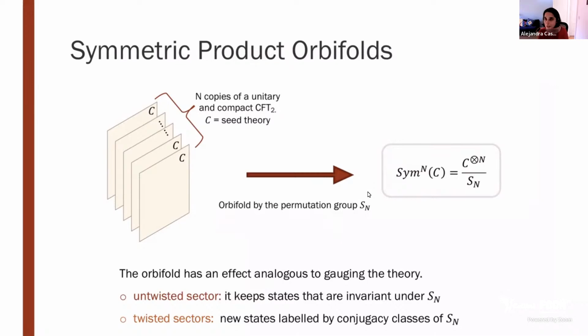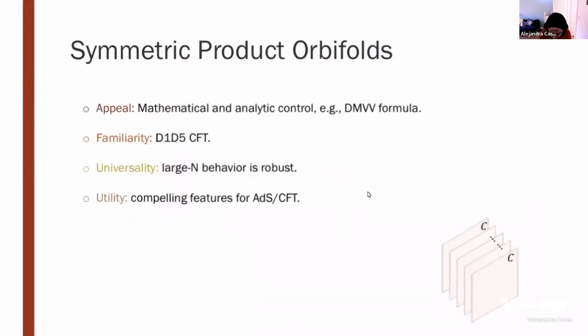Now, why are we studying these theories? So why am I diving into this very specific and seemingly very specialized type of conformal field theories in 2 dimensions? Well, there's an appeal to this type of construction. They have a lot of mathematical and analytic control. So they're a type of conformal field theories that we can study very well. One example that might be familiar to many of you is their generalized partition function that is described by the Dijkgraaf-Moore-Verlinde-Verlinde formula, which will show up later on as I present some discussions.